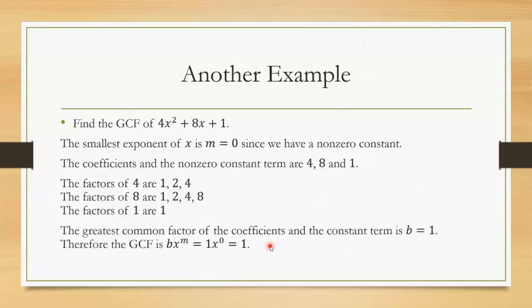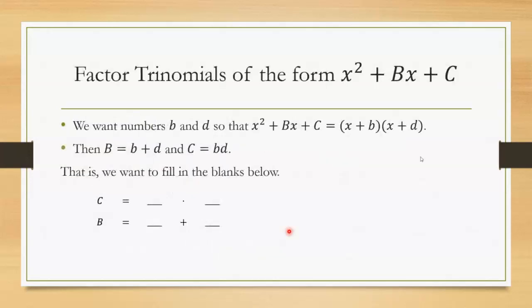Okay, so let's keep going. So now we're going to see another technique. We're going to factor trinomials that look like this. So here we have capital B and capital C. Those are just constants, they're numbers. Notice here we have degree 2. The leading coefficient is 1.